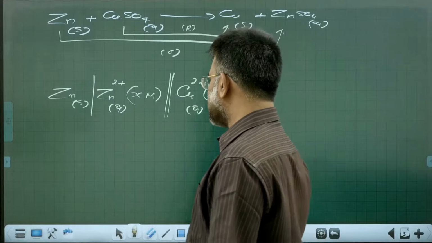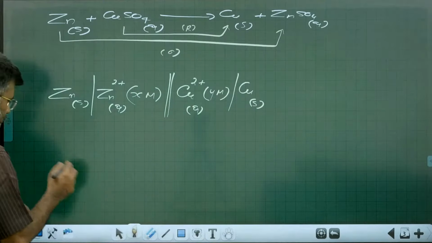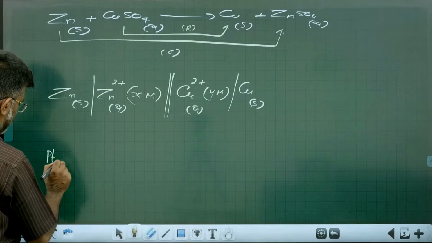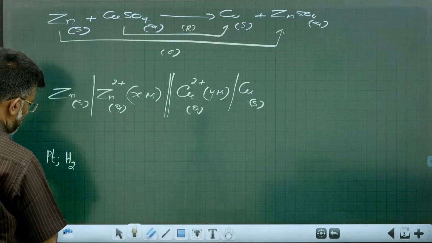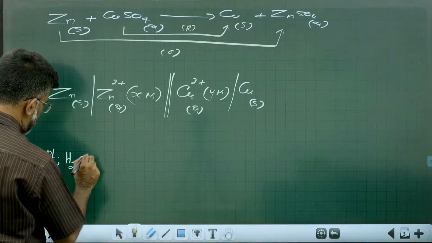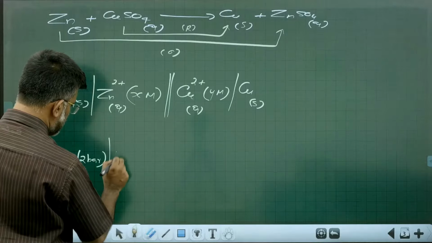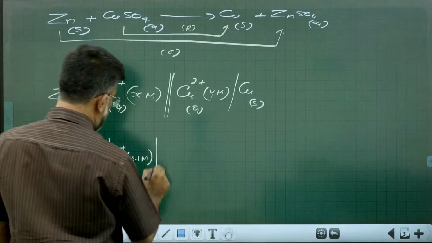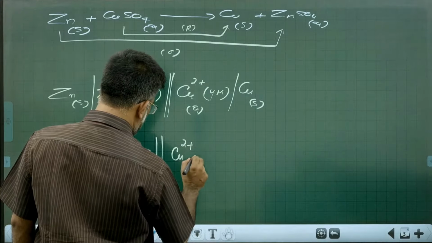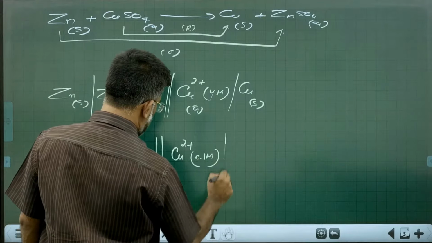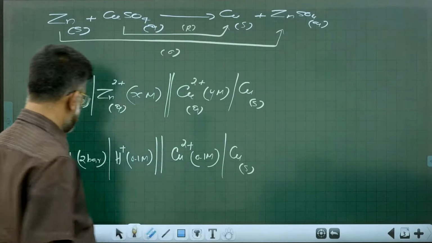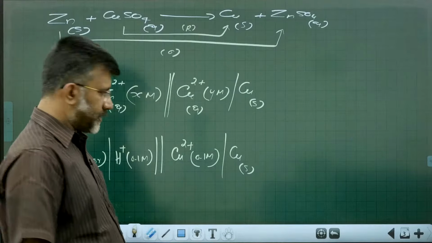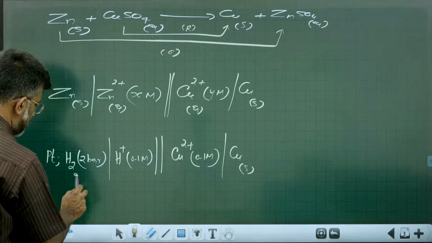Right. Suppose we are writing a reaction like this. For example, platinum, H2, 2 bar, slash H plus 0.1 molar, double slash Cu2 plus 0.1 molar, slash Cu solid. You see, this is a cell representation. This is a cell where we can see there is a gaseous species involved.